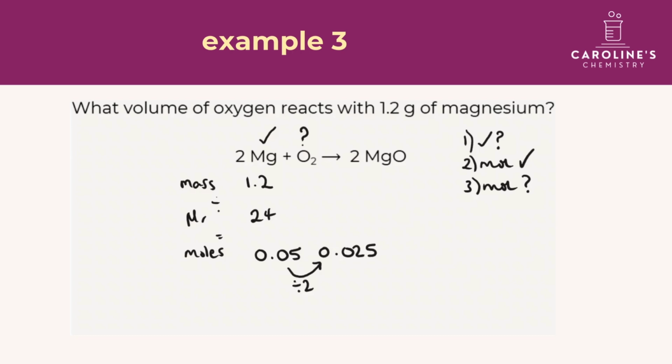0.025. Now, at this point, I don't have to go back up the rest of the column because I'm not trying to find out the mass of oxygen. I'm trying to find out the volume. So instead, I'm going to plug it into our volume equation. Volume is equal to 24 times by the moles, 0.025, and that gets us our answer of 0.6 decimeters cubed.